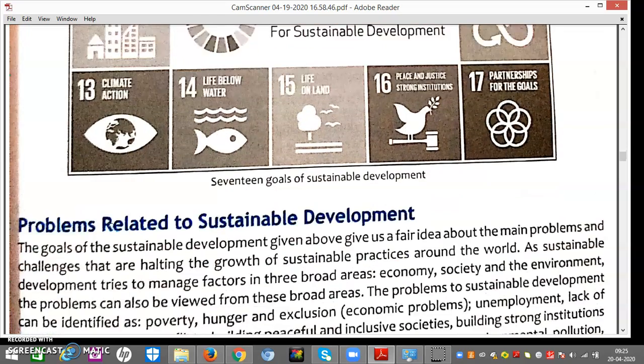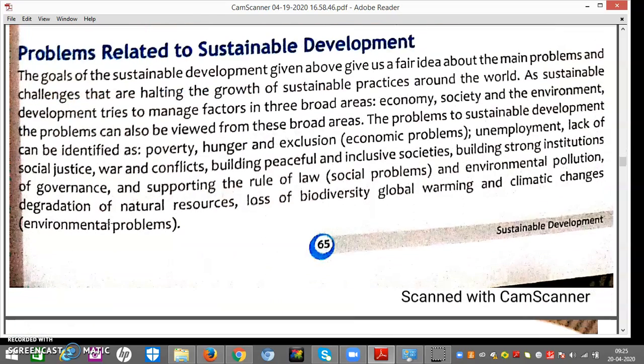Now let me move further. Now, problems related to sustainable development. What are the problems that we deal with while making a sustainable development? The goals of sustainable development given above give a fair idea about the main problems and challenges that are halting the growth of sustainable practices around the world.